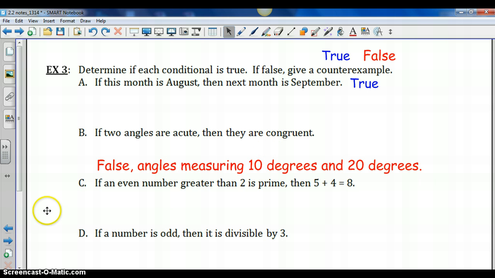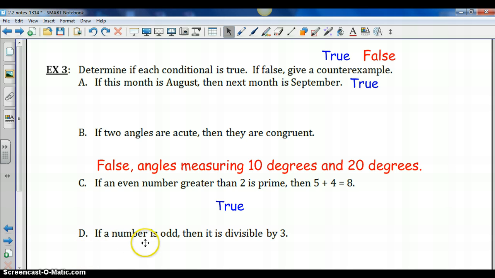Part C, if an even number greater than 2 is prime, then 5 plus 4 equals 8. We discussed this just a moment ago in our warm-up, that the only even prime number is 2. So "an even number greater than 2 is prime" is a condition that cannot be met. This is a mathematical impossibility. Our hypothesis, then, is false. There's no way to disprove this statement based on our given condition that cannot be met. So we need to assume that this statement is true. While I know this is a confusing concept, this is something we will discuss further during class time.